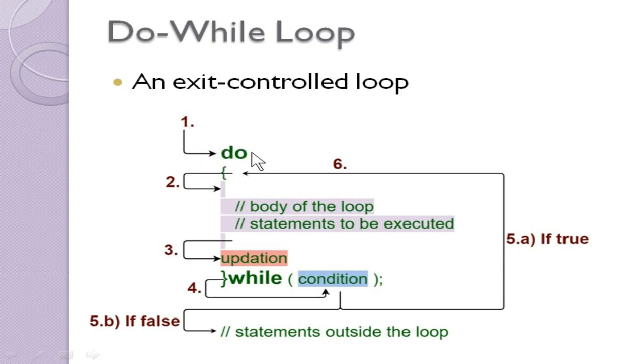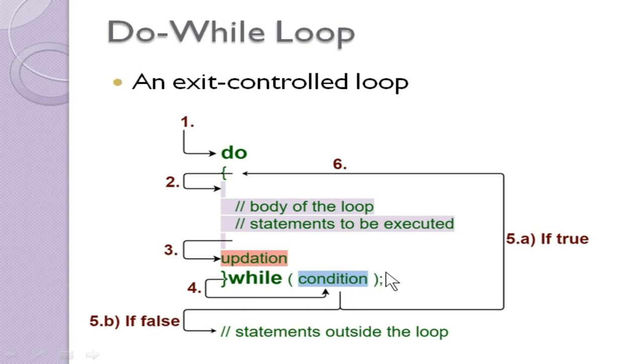So the first statement will be do. After that you will have curly braces, that is the opening body of the loop. It executes the statements of the do while loop. After executing the statements, it will do the updation. After updation, it goes on to the close bracket, and then the while condition is given. If the condition is true, it goes back to the body of the loop again. So it goes on like this till the condition is false. After the condition becomes false, it comes out of the body of the loop and executes the statements listed below.